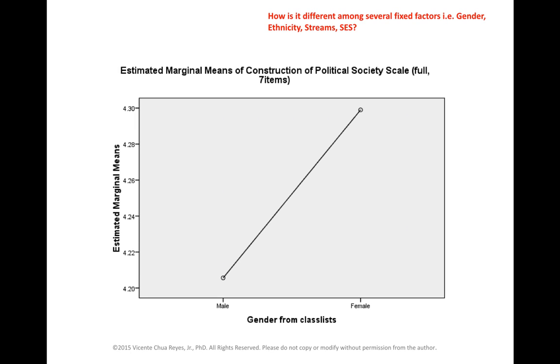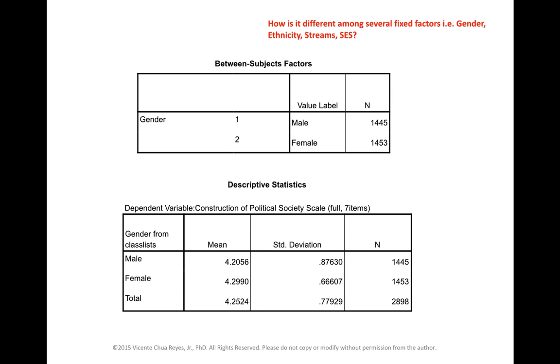And then if you take a look at that particular question and we control it for male or female, we see a difference here. The male mean scores are 4.20 around that area, while the females have scored it 4.30. So it seems here that when we ask the question among our 3,000 or so students, the question about the construction of political society, it seems that the females score higher, as you can see in this graph, compared to the men.